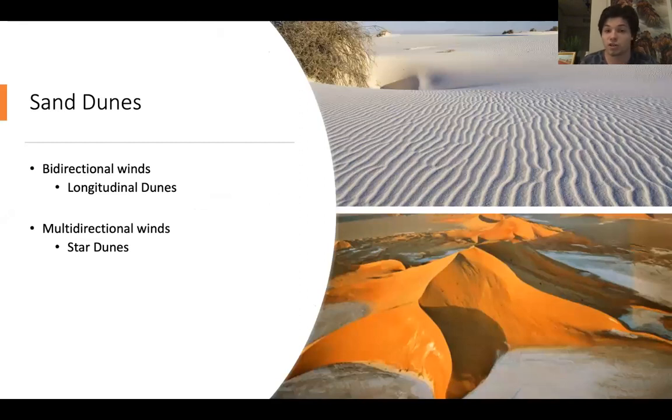In terms of non-unidirectional winds, bidirectional winds produce longitudinal dunes, like you see in this picture, where you have sort of these ridges and channels that go a long way. And multi-directional winds produce star dunes, as you see down here at the bottom.